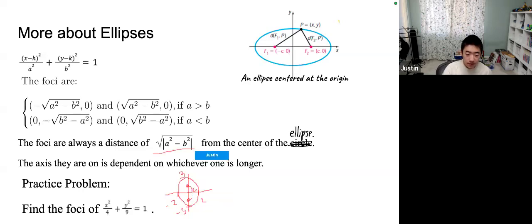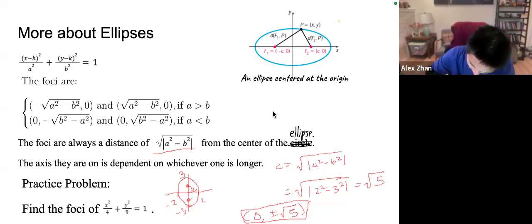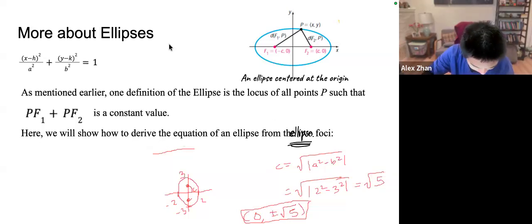Using this, we have C equals the square root of the absolute value of A squared minus B squared, which is the root of the absolute value of 2 squared minus 3 squared, which is root 5. So that means they're root 5 above and below the origin, which gives the coordinates as (0, plus or minus square root of 5). So you can just do that, and that's how you get the foci of the ellipse.